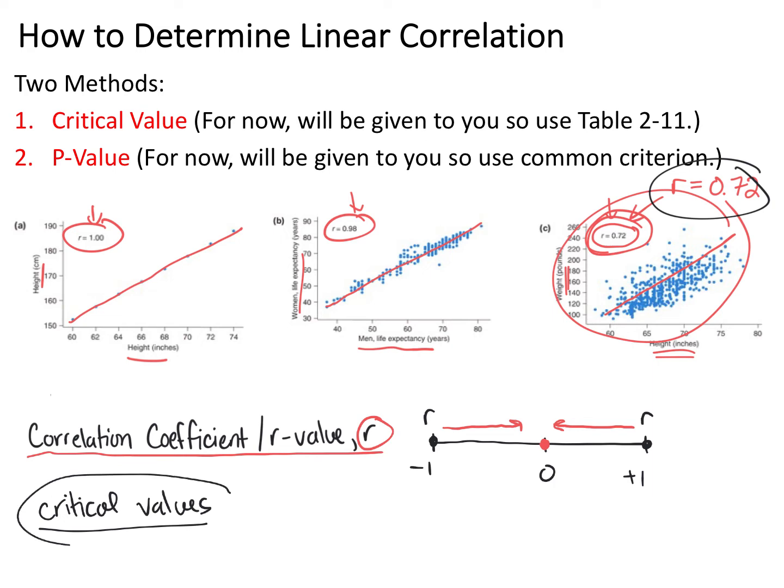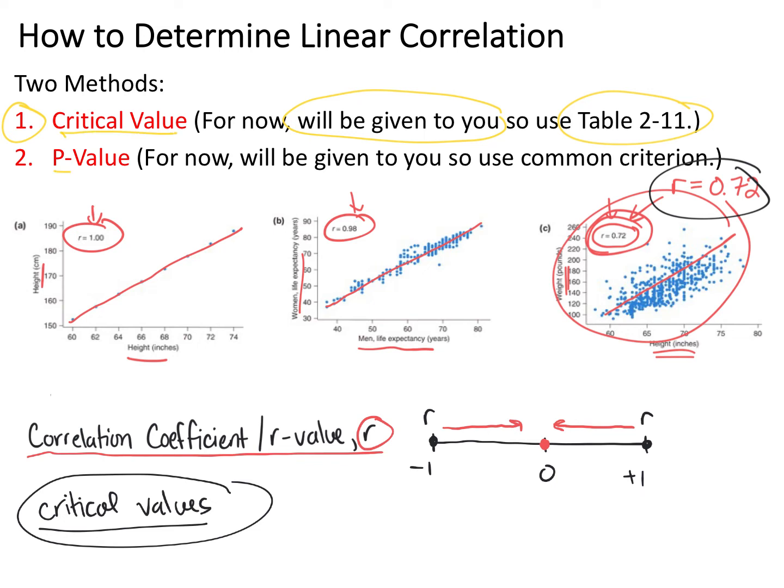So how do we calculate these critical values? Well, in this section for now, you will be given these values. So you can either use table 2-11 or you can open up the table in StatCrunch, or excuse me, in MyLab Statistics. Again, there are two ways to determine if the data is linear. For right now, I'm going to focus on this first method, the critical value method. But you'll see that it doesn't matter which method you use.